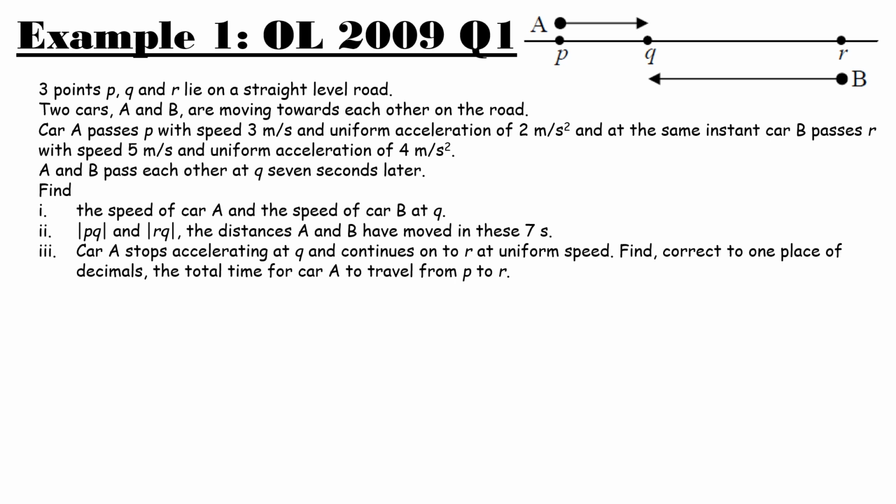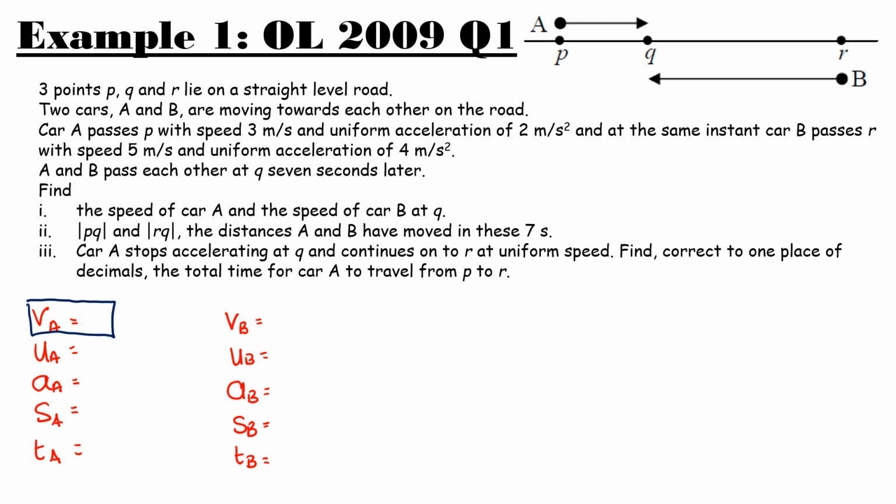Okay, so we have a lot of information going on here, and it says find the speed of car A and the speed of car B when it gets to Q. So the first thing we're going to do is set up our VUAST, but we are going to use some subscripts here to help us keep track of what is happening. So we have car A and we have car B. There is VUAST for car A, and then VUAST for car B. So let's fill in what we know. We're looking for the speeds. So that is going to be V. It'll be the speed after a certain point.